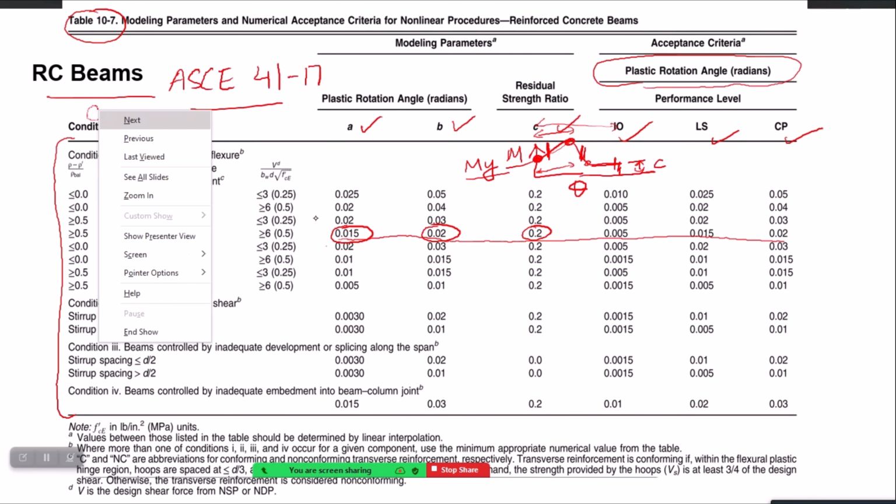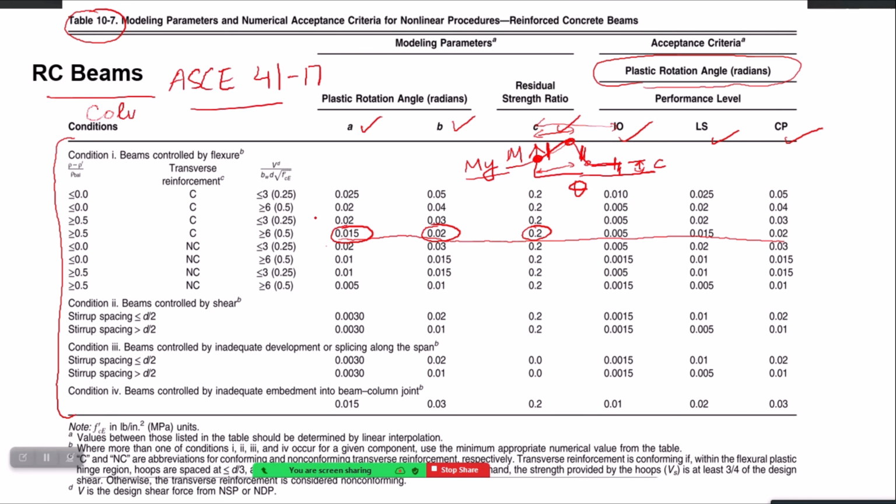So similar table you can find in ASCE 41 for columns also, but obviously for columns it will be a bit complex because the axial force also interacts with moment in case of columns. For beams, the moment is considered uncoupled from the axial action, but for columns obviously they interact, and therefore you have to take that interaction into account.